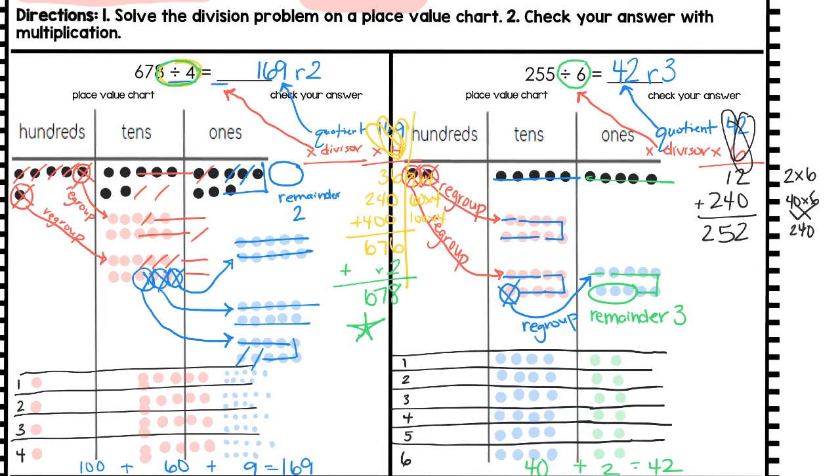And our last step is to add our remainder. So we need to add our remainder of 3, which gives us 5 ones, 5 tens, and 2 hundreds, which is what we started with. So our problem is correct. Super job, guys. All right, let's move on to the next problem.